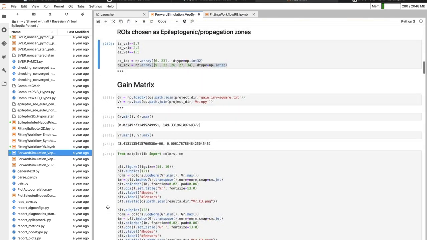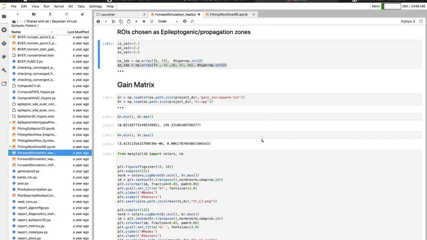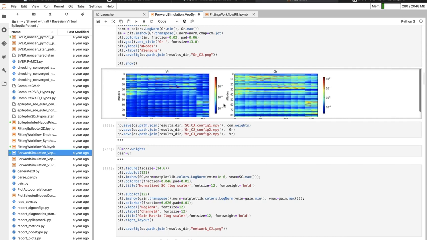To compute the SEEG recordings, we need to compute the projection matrix that allows us to project the vertices on the surface to the sensors. It is also called the gain matrix or lead field matrix. Either you already have it or TVB can compute it for you.